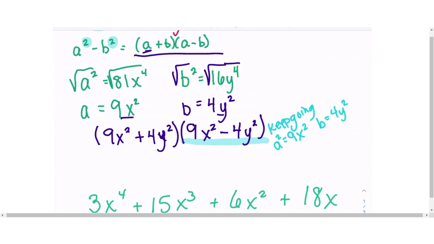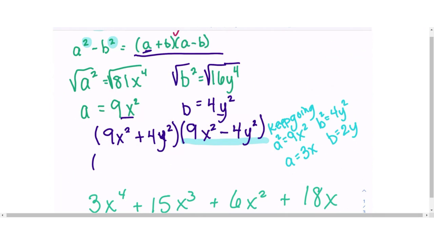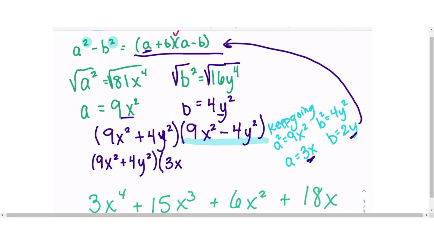So that would mean a squared and b squared equal those. And then a would just be the square root of 9, which is 3. The square root of x squared is x. And then regular b would be 2y. So the first part stays the same. That first factor is 9x squared plus 4y squared. And then we're going to put these in that same pattern that we had up there. So we're going to have 3x plus 2y multiplied by 3x subtract 2y.